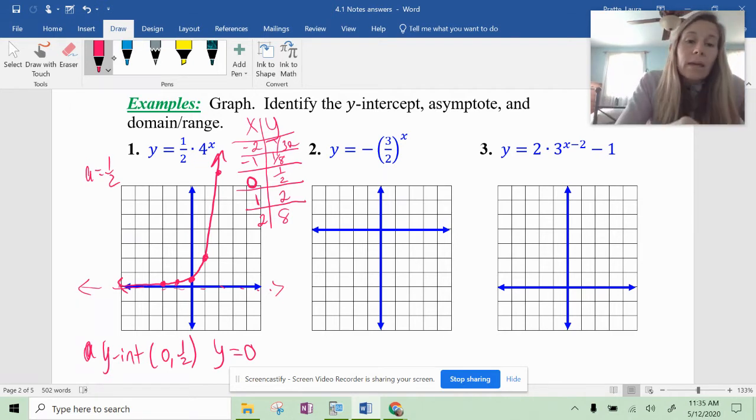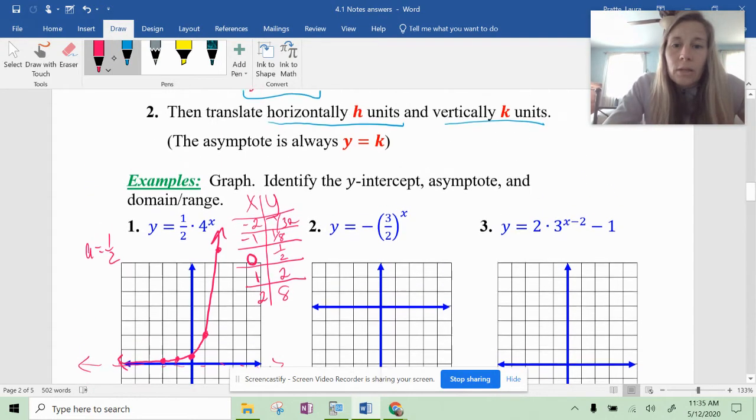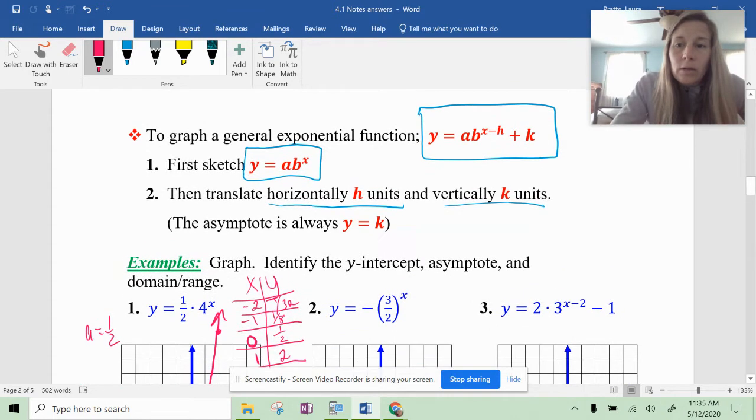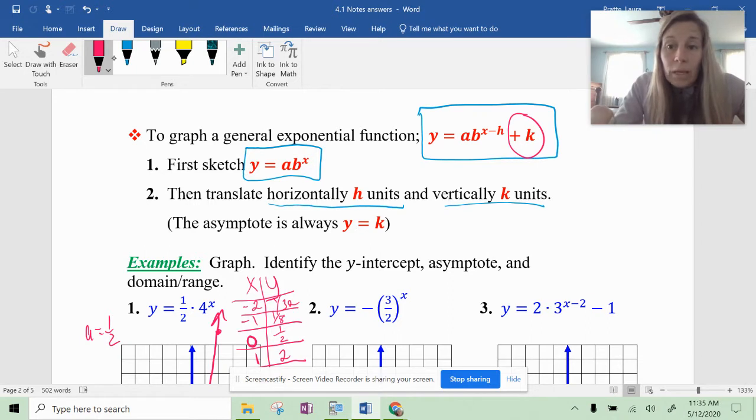And you can also get that by identifying your k. So you'll notice that since there's nothing adding to the end of that equation, so like my k value here, there was no k value for these first two, there is no k. So we know right away the asymptote is going to be y equals 0.